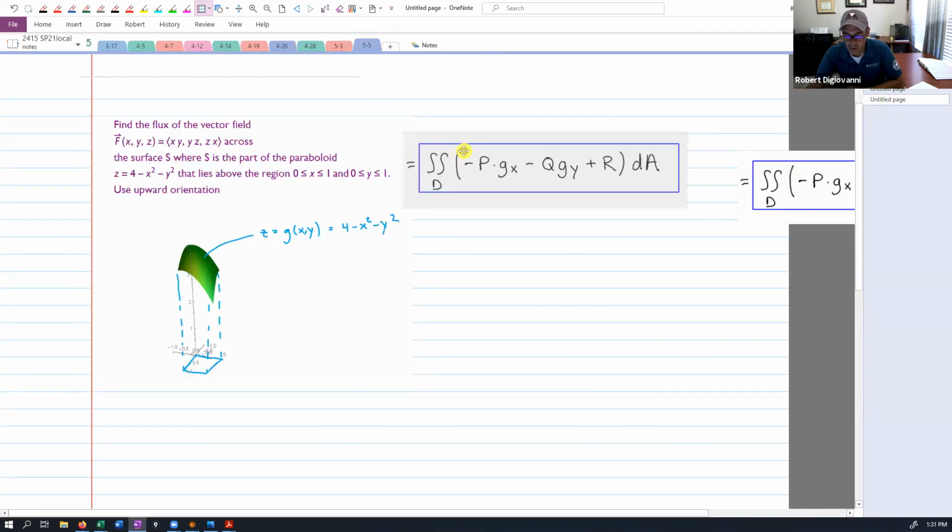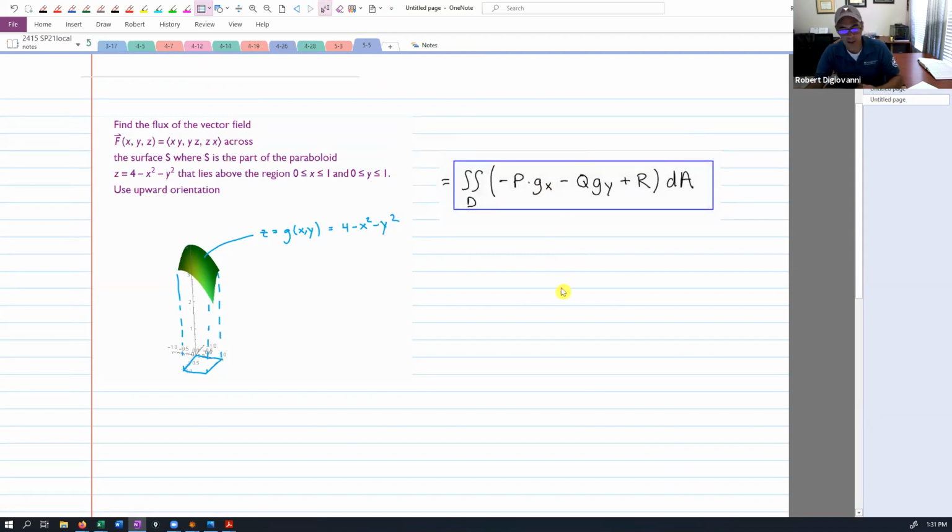Now, I'll remind you that P is this, Q is this, and R is this. Those are the components of our vector field. All right, let's set it up.